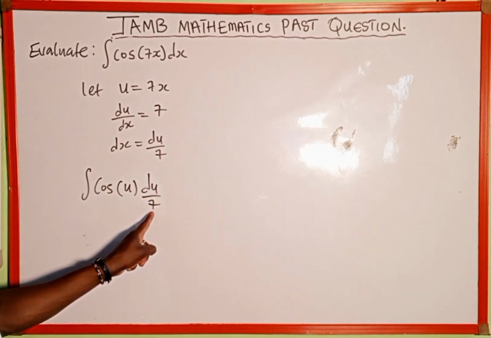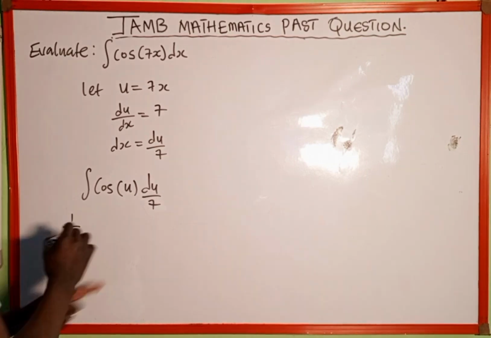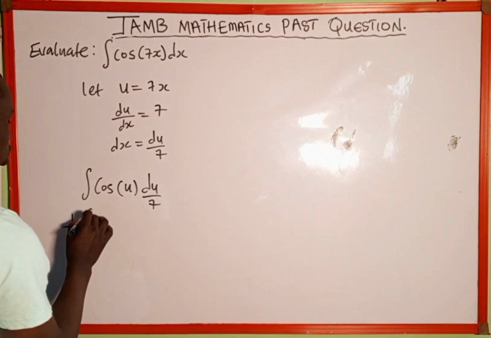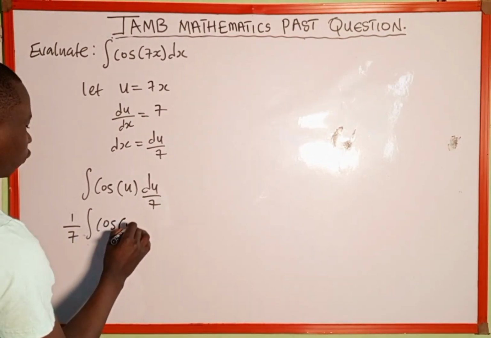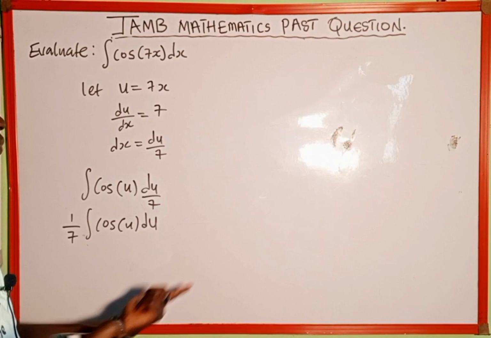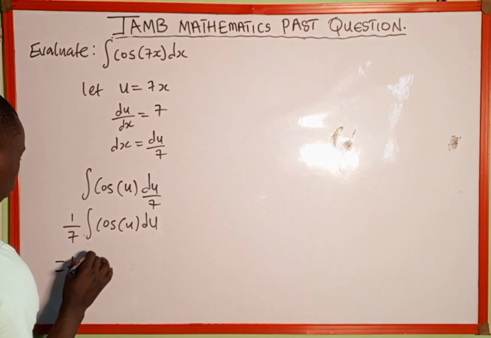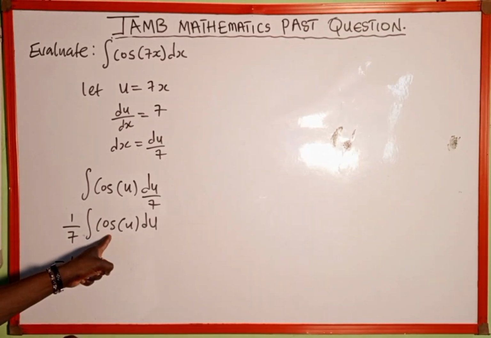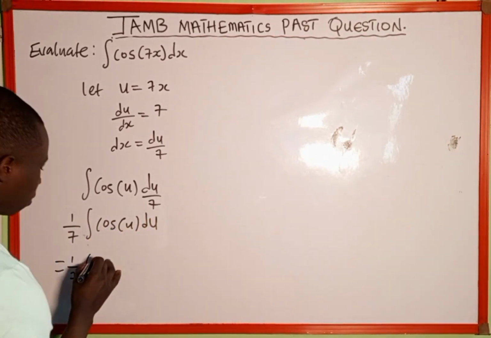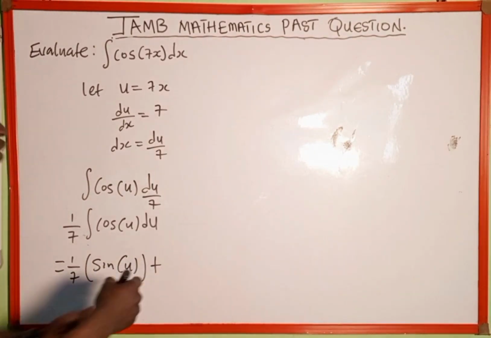Now the next thing we're going to do is to take this 7 outside. So this is going to be what? 1 over 7, because this 7 is constant. Then integral of cosine of u, then du. Now we're going to integrate cosine u with respect to u. So this is going to be what? Equal to 1 over 7 with open bracket. Integration of cosine u with respect to u is the same as what? Sine of u, then plus integration constant.